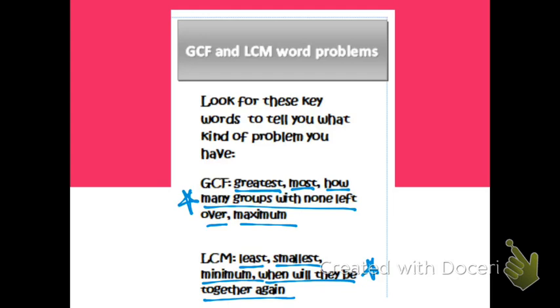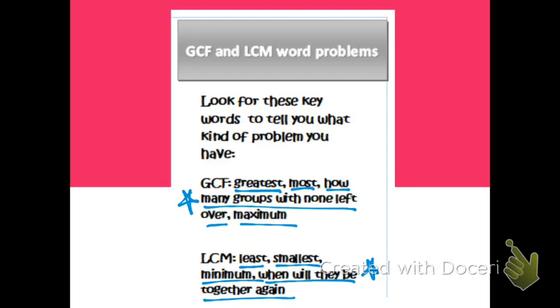Okay? And here's how I remember it. I don't have a rhyme for the GCF one, but I do for the least common multiple. So I always remember this. LCM, together again. Say that with me. LCM, together again.